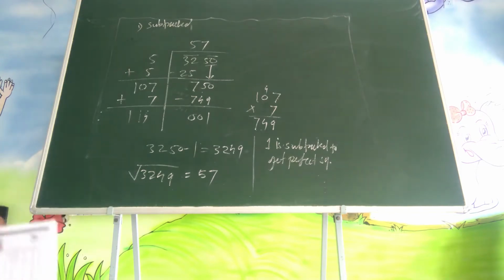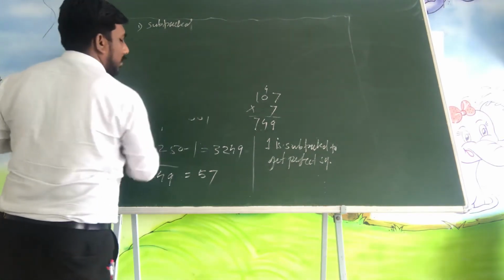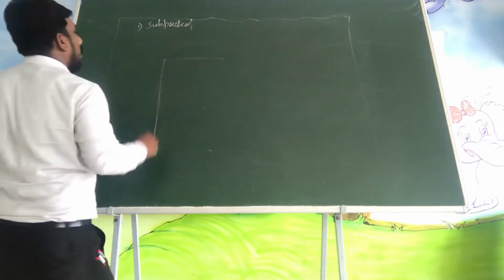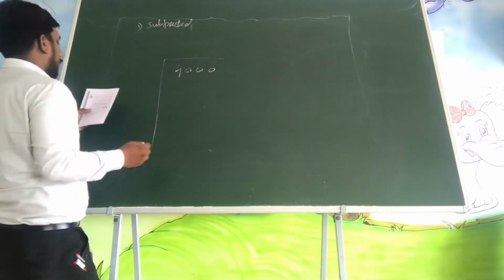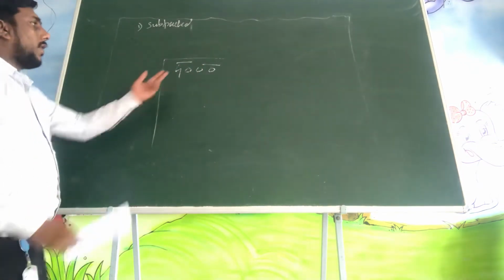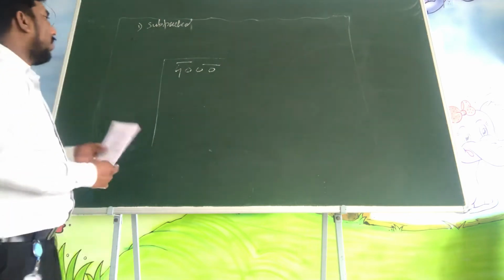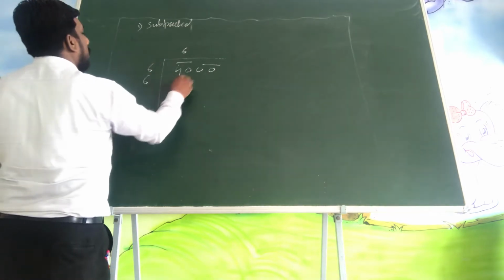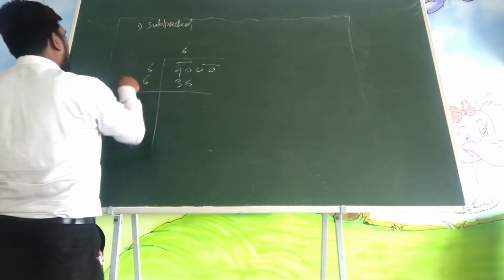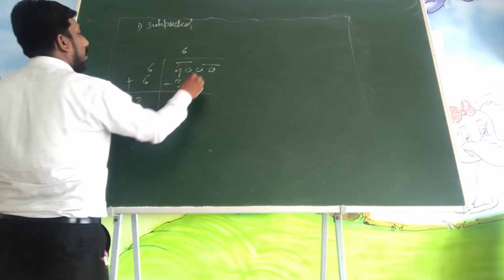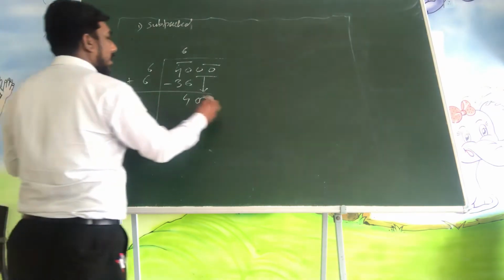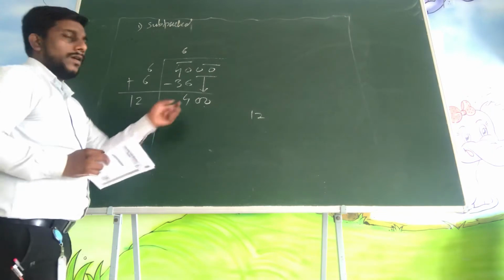4000. We can take 4000. Next question is there, 4000. So we can make the pair of 40 and 0 0. So which is the nearest perfect square of 40? 6 6s are 36. Here adding, here subtraction, 12. Remaining 0 0. So we can take which is the nearest square. 12 is there. So which number should we add to get the nearest number?